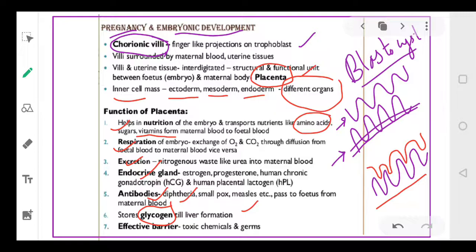So placenta jo hai aapki glycogen ko bhi store karti hai jab tak ki liver formation nahi hoti hai child mein. And most important, it acts as an effective barrier for the toxic chemicals and germs. So it basically stops the toxic chemicals or germs from reaching the growing embryo.